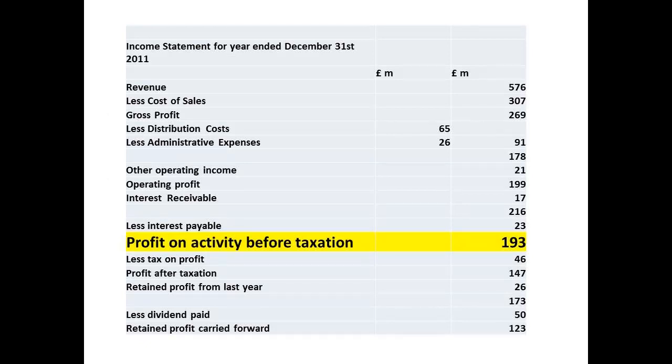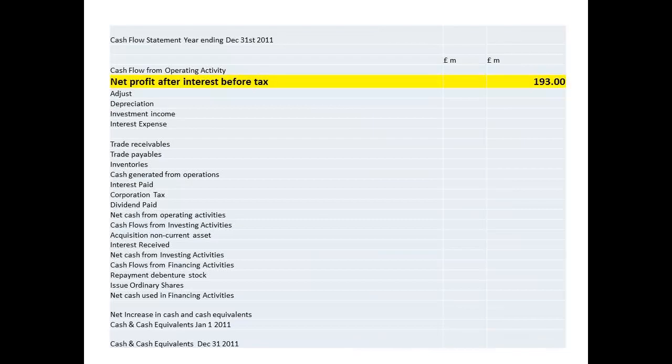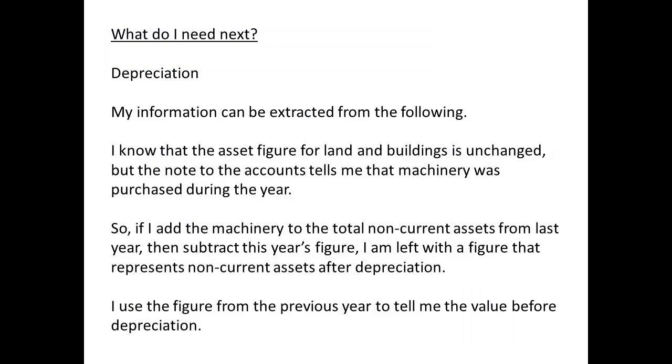I have highlighted the line here to make it easier for you to follow what is being done. The figure is 193 million. This becomes the first figure that we enter onto the cash flow statement. The next step we will take is to add back in any depreciation.